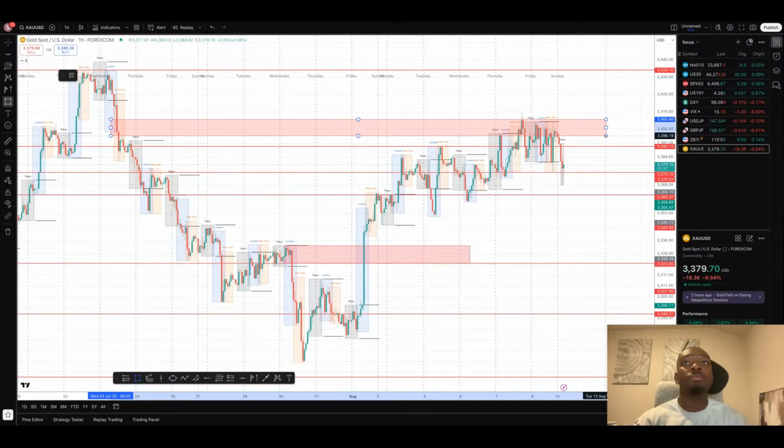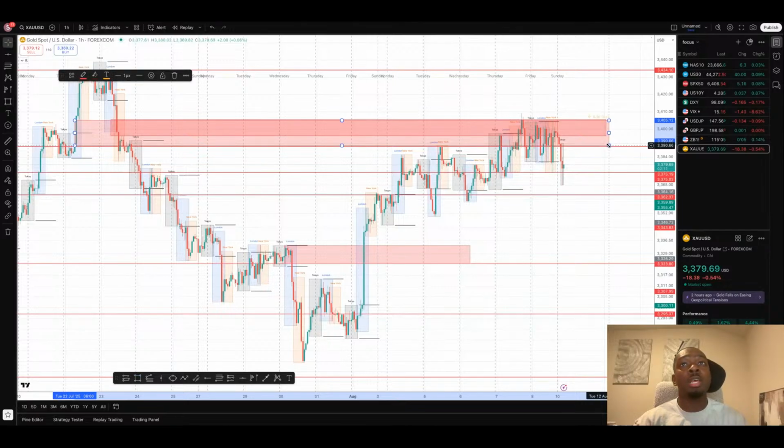Bam. And where did the market go? Boom, right there. Hit the mitigation point. If you want to go deeper into it, there was a fair value gap here that got violated. There you go. Fair value gap here that got violated. And what did the price do? It played around in that area, kept testing, dropping.